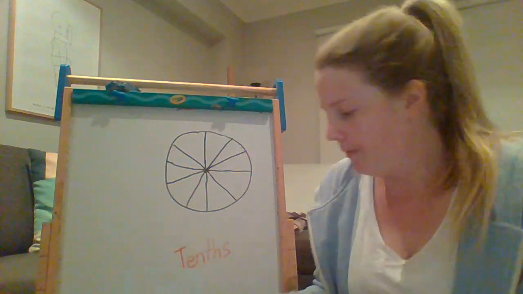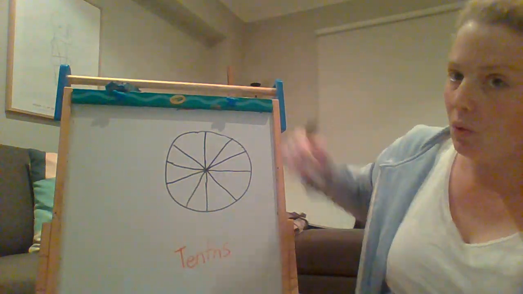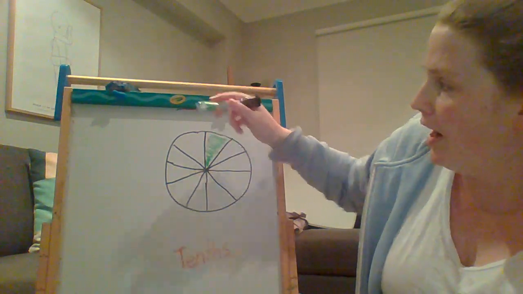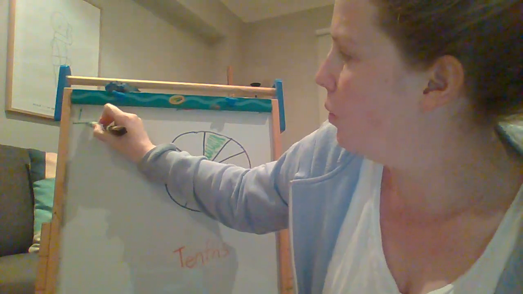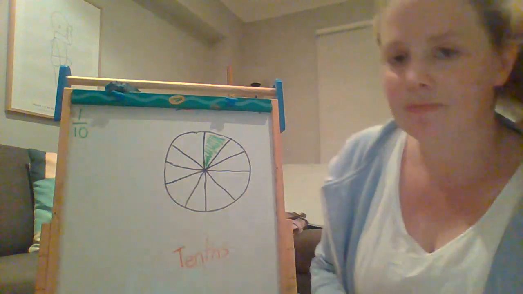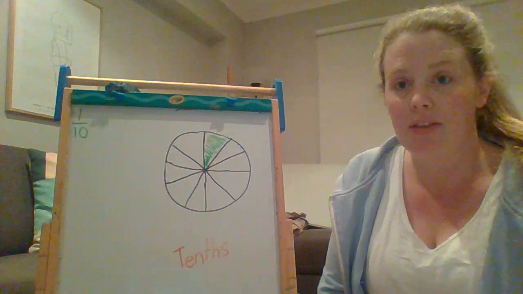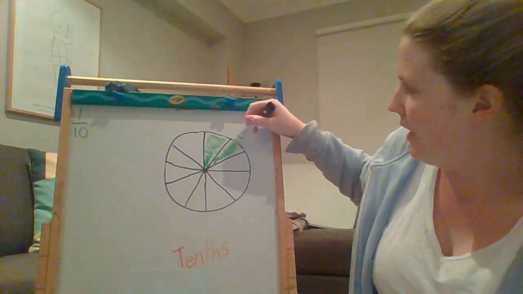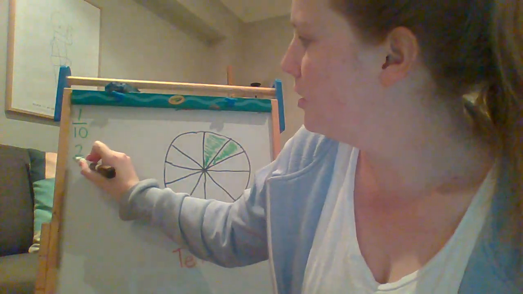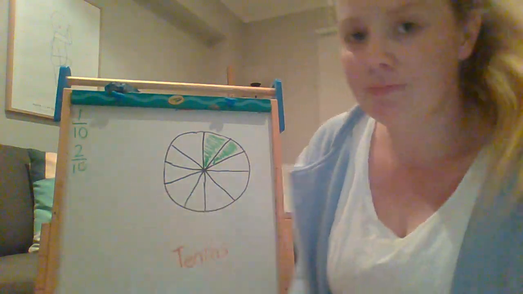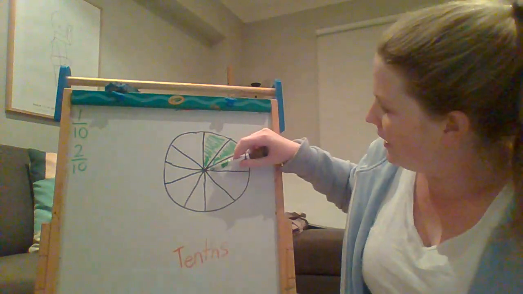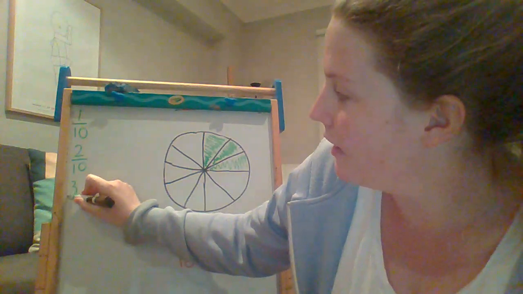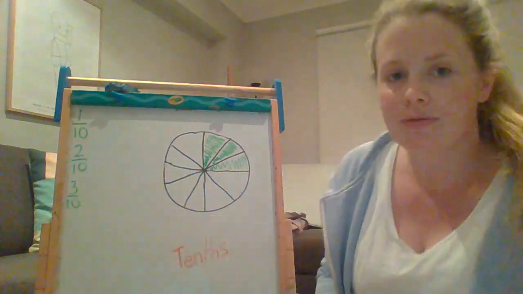So think about it this way. If I ate one of my pieces of pie, I would have eaten 1/10. That's how we would write 1/10 as a fraction. If I then ate 2 pieces of my pie altogether, it would be 2/10. If I then ate 3 pieces of the pie altogether, it would be 3/10.